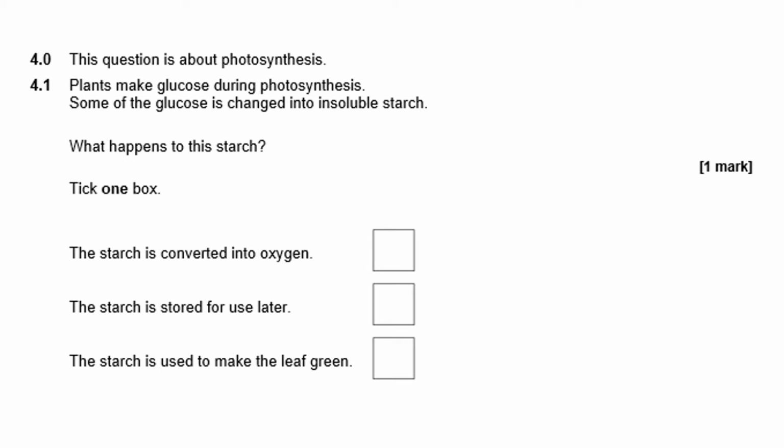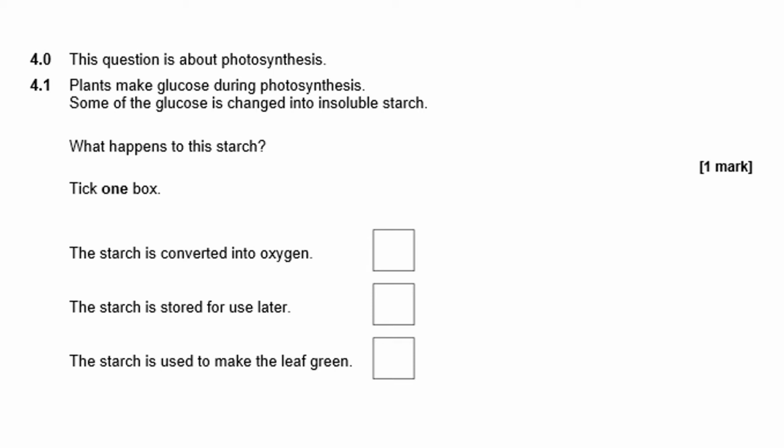So for this one, always make sure that you read all of the options, because you might think that you know one if you come across it, but there might be one that does actually work better later on. So do make sure that you read through all of the options. So the first option is the starch is converted into oxygen. The second one, the starch is stored for use later. And the third one is the starch is used to make the leaf green.